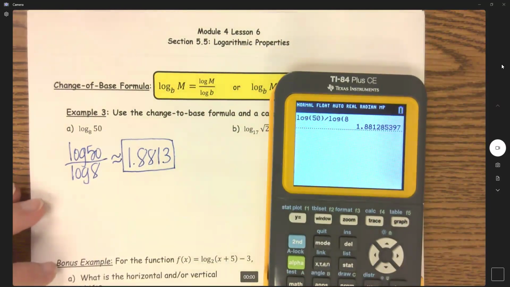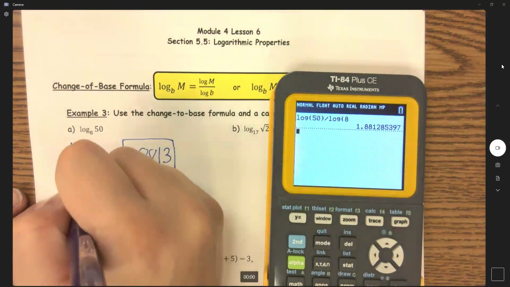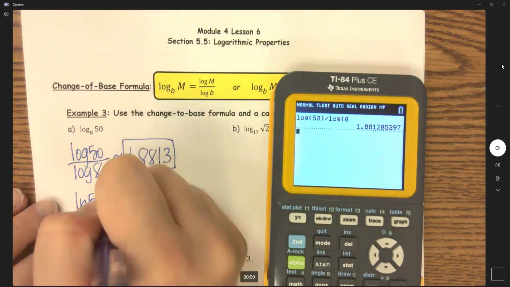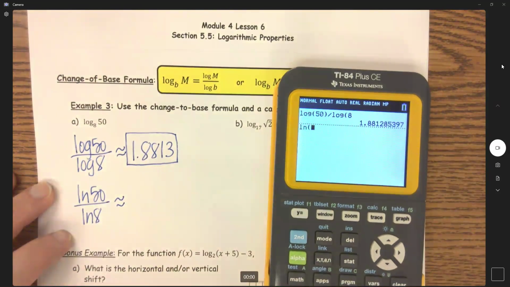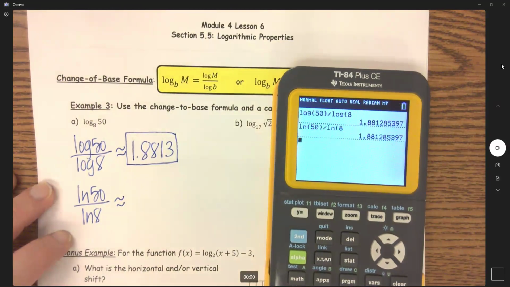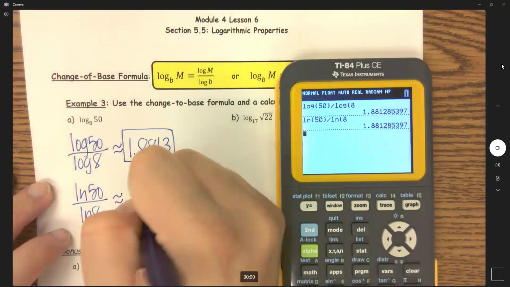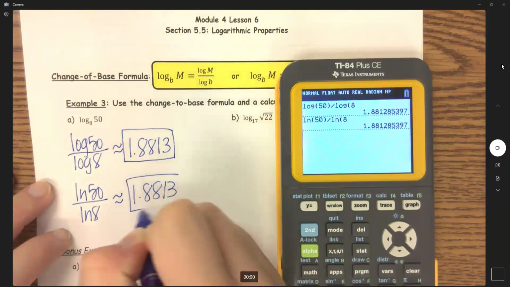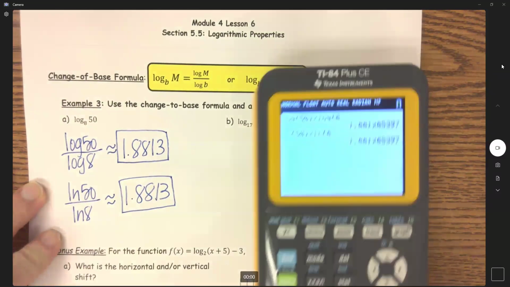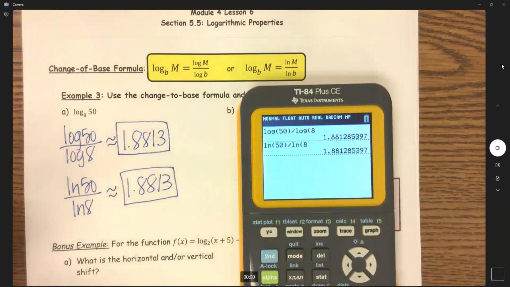Okay, and it's a preference on whatever you want to do, because this is the same thing as the natural log of 50 over the natural log of 8. Natural log 50, again, close your parenthesis, divided by natural log 8. We get the exact same number right there. Now, not super useful to us because we have a way of putting this in our calculator a little bit differently, to be honest with you.